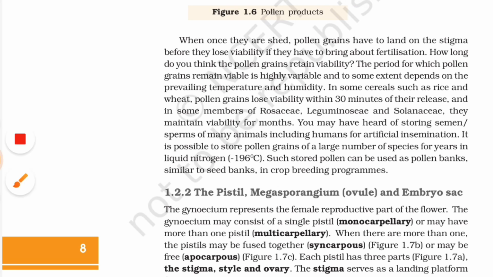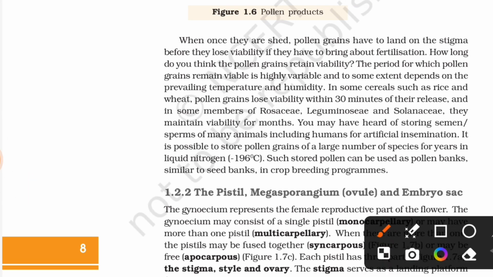Once they are shed, pollen grains have to land on the stigma before they lose viability if they have to bring about fertilization. How long do you think pollen grains retain viability? The period for which pollen grains remain viable is highly variable and to some extent depends on the prevailing temperature and humidity. In some cereals such as rice and wheat, pollen grains lose viability within 30 minutes of their release, and in some members of Rosaceae, Leguminosae and Solanaceae they maintain viability for months.